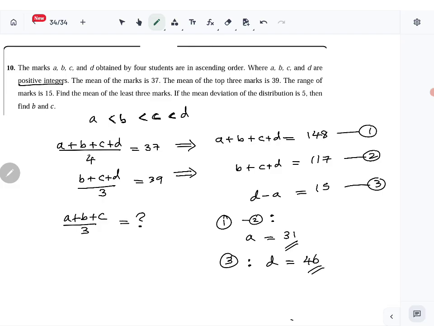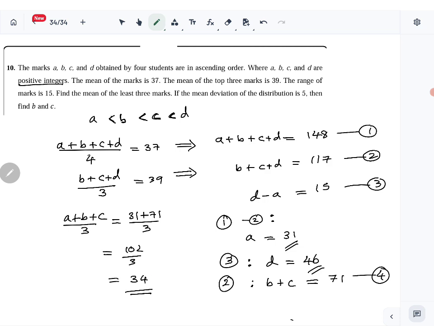We need B + C. So then, using the second one, sub 46 into the second one. You get B + C equals 117 minus 46, 71. So then we can find the mean of the least 3 marks. A is 31, B + C is 71. So we can write this expression as (31 + 71) divided by 3, 102 over 3, 34. So mean of the least 3 marks is 34.